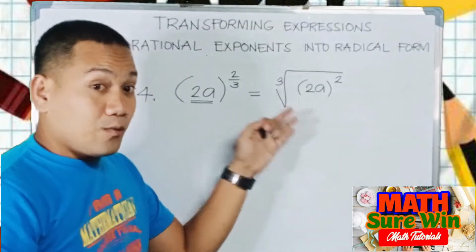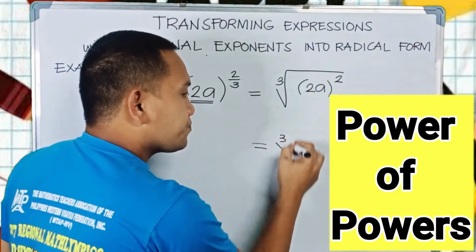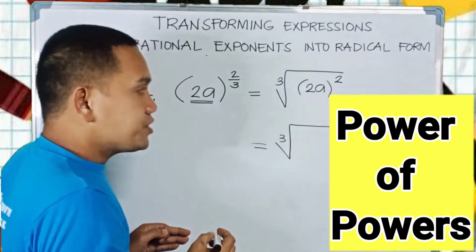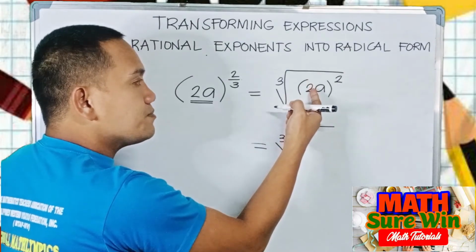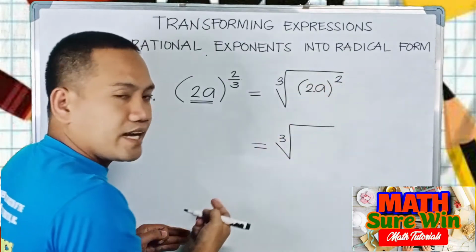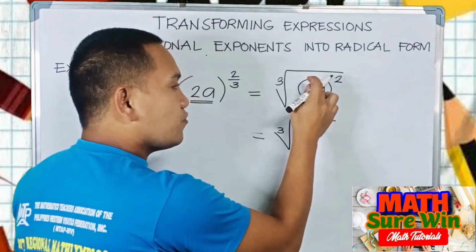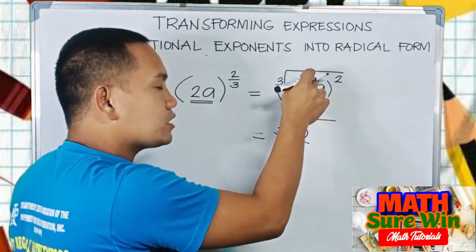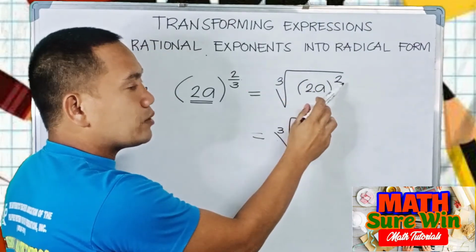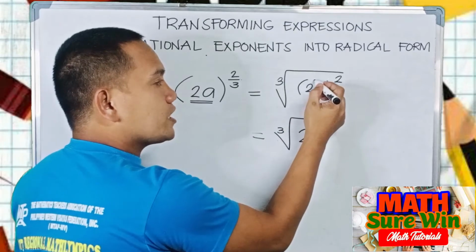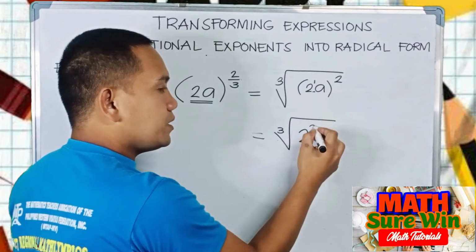For us to simplify our radical form, using the law of exponents, that is, power of a power, we will multiply the exponent inside our grouping symbol to the exponent outside our grouping symbol. So 2 has an exponent of 1. Using the power of a power, we will multiply the exponent inside our grouping symbol to the exponent outside our grouping symbol. So it is understood that 2 has an exponent of 1. So 1 times 2, that would be 2.